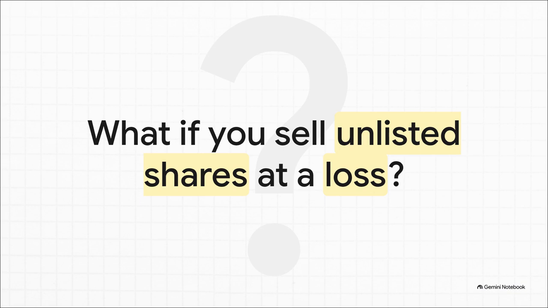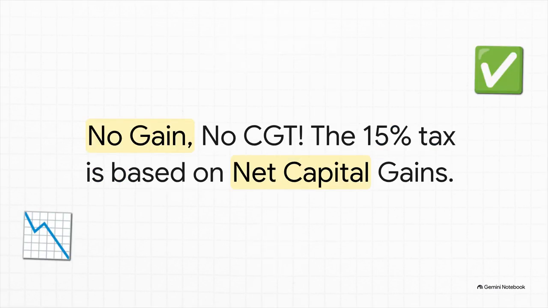Okay, let's test those mental folders with a tricky scenario you will absolutely see on the exam. What happens if an individual sells unlisted domestic shares directly to a friend, but they sell them at a loss? Think about it for a second. Access the shares folder, not the real property folder. The answer is no gain, no CGT.